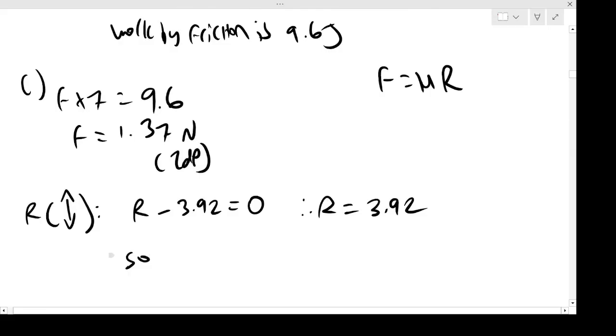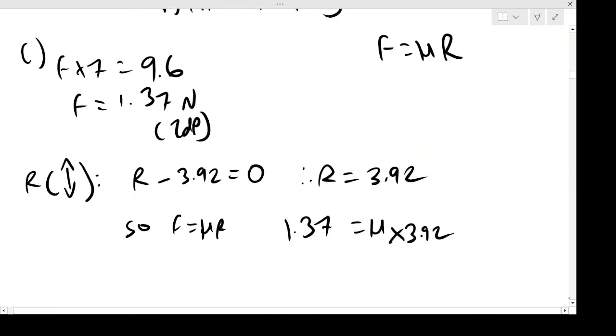So therefore, we can say that if F equals mu R, we substitute the numbers in, that means that 1.37 for F is going to be mu times 3.92. So therefore mu, if we divide by 3.92, we get 0.35 to 2 decimal places. And there we are. Cool.